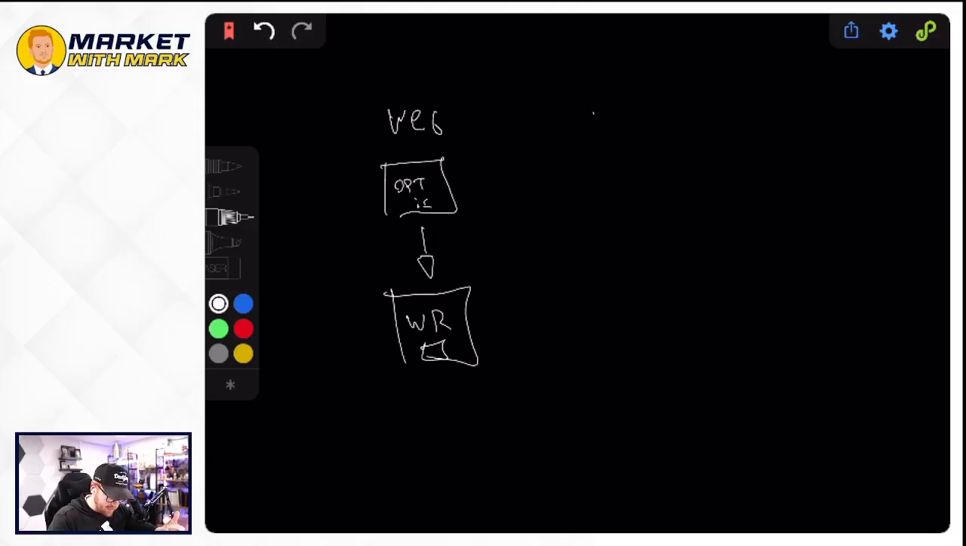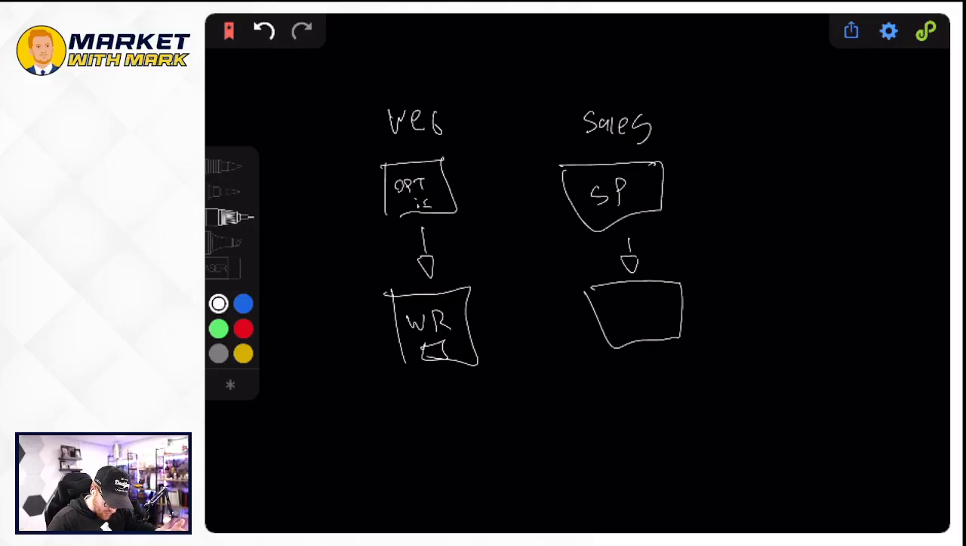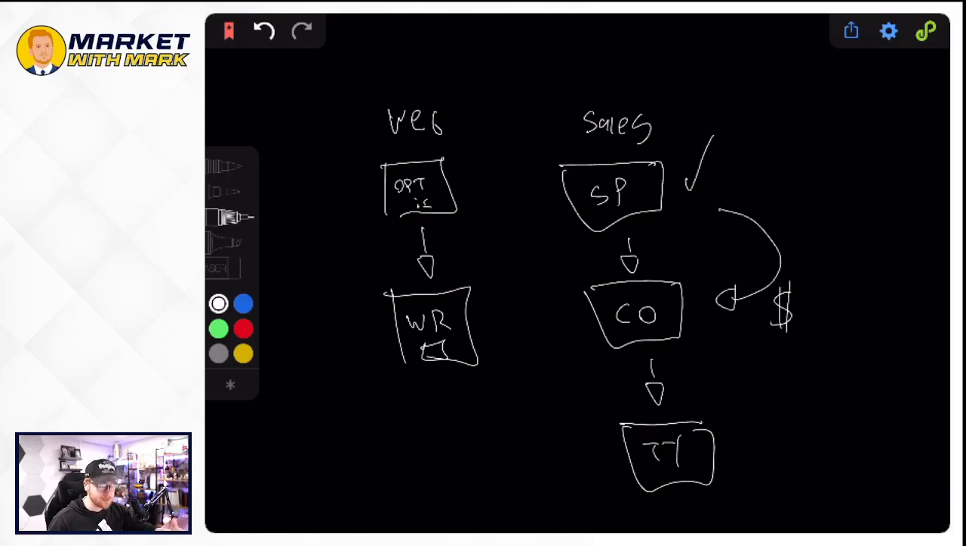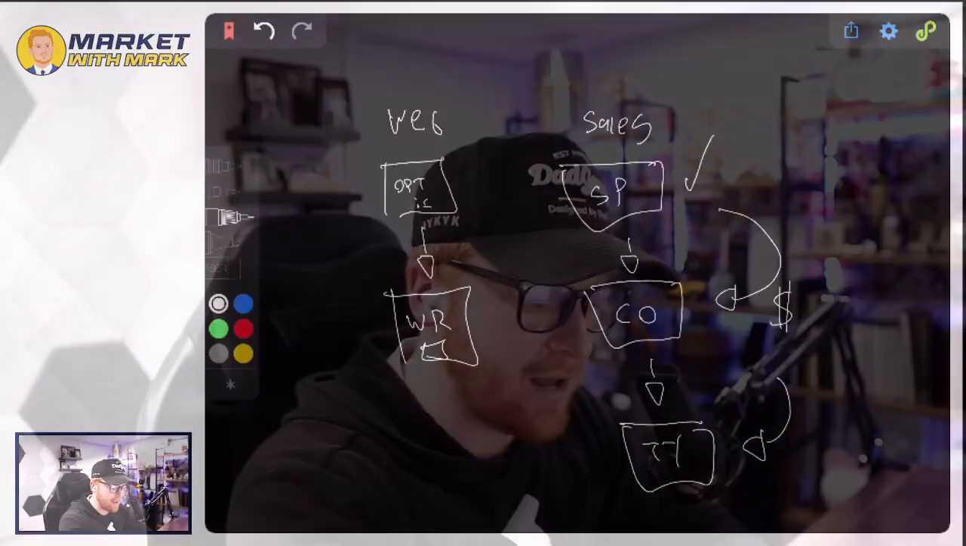Now, if it's something like a sales funnel, then you're going to have your sales page, and then you're going to have your checkout page, and then you're going to need your thank you page. So someone goes here to learn about the product. They say, yes, I want it. They go here to buy the product. And then they go here to confirm their purchase and also give them next steps and information on how they will receive access. So you get what I'm saying here.